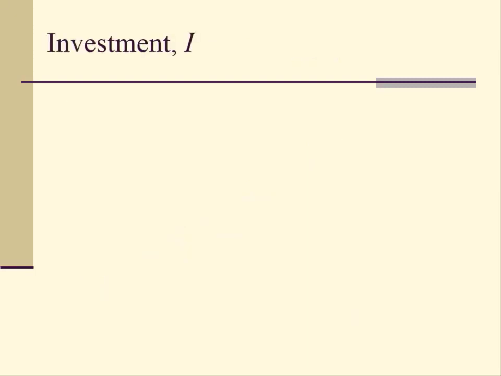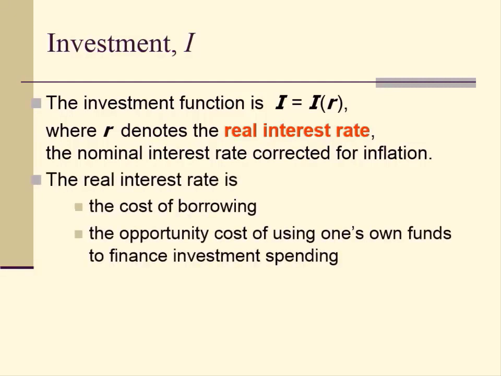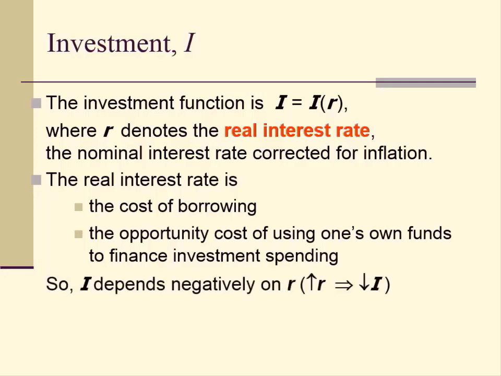Next, investment, I. The investment function is I of R, where R denotes the real interest rate, the nominal interest rate corrected for inflation. The real interest rate is the cost of borrowing or the opportunity cost of using one's own funds to finance investment spending. So I depends negatively on R. That is, when R increases, I should fall. As the opportunity cost of investment increases, the level of investment will fall.